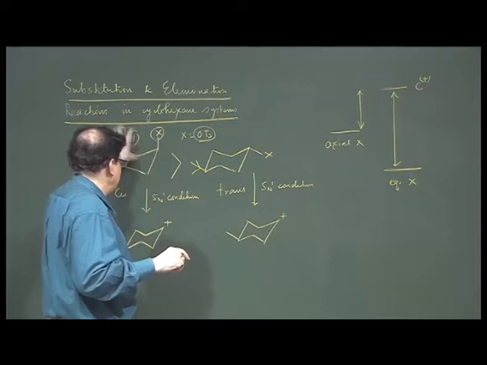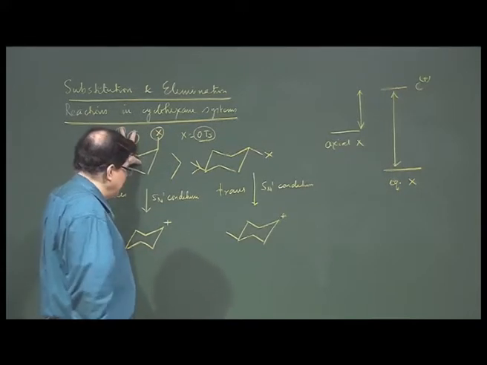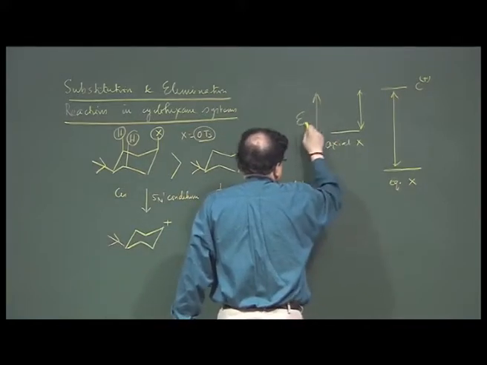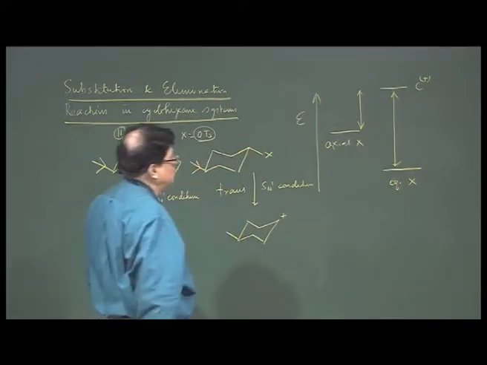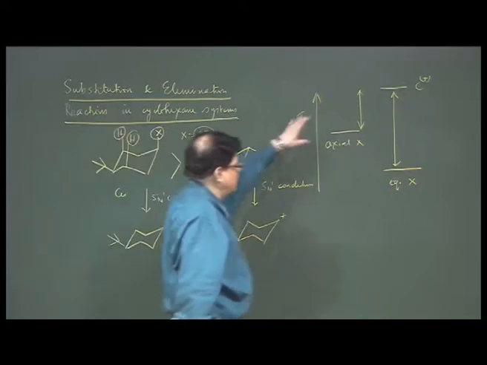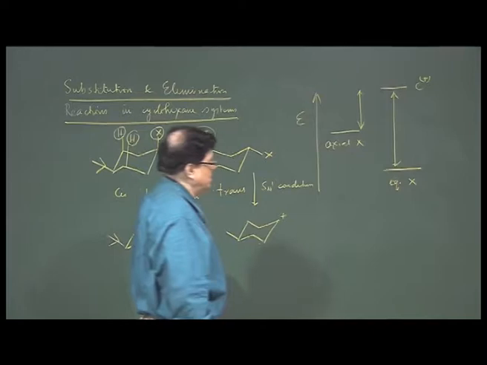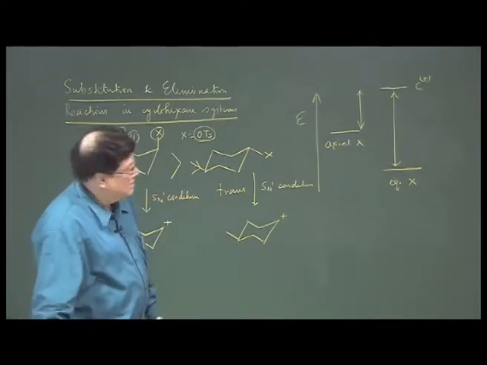Either you can say that it is the release of this 1,3-diaxial strain, or you can also draw the energy diagram to show the relative ease of the axial substituted compound over the equatorial substituted compound in forming the cation. Less energy is required.